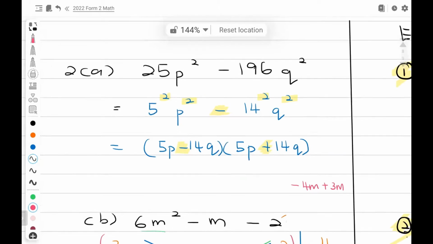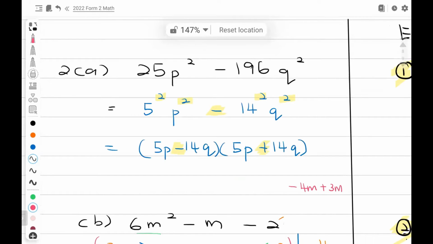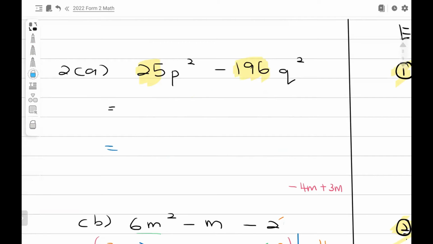Okay, 2a is a type of perfect square. If you look at the number, 25 is 5 squared. We can change it to 5 squared. And then 196 is 14 squared. That's the reason why we change it all with the square at the top there. So 25 is 5 squared, then this one we rewrite only p squared. 5 squared p squared minus, then 196, if we square root it, back to 14. Means 196 is 14 squared.